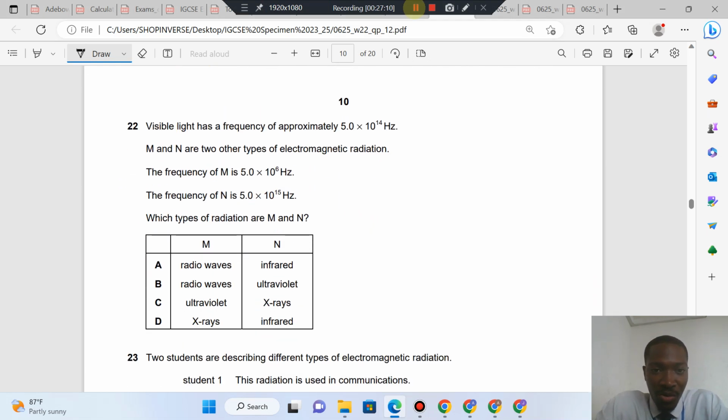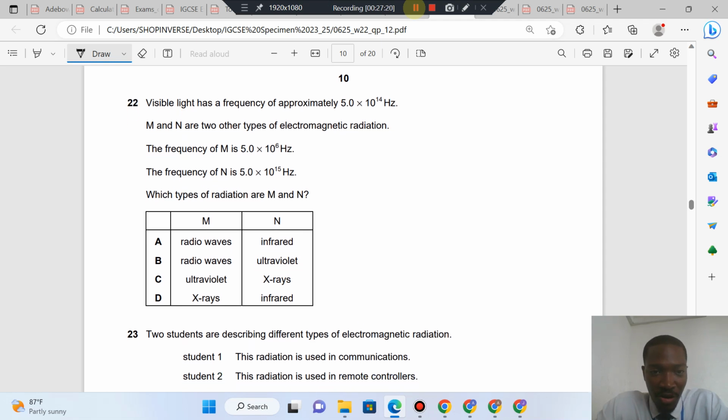Visible light has a frequency of approximately 5.0 times 10 raised to the power 14 Hz. M and N are two other types of electromagnetic radiation. The frequency of M is 5.0 times 10 to the power 6 Hz. The frequency of N is 5.0 times 10 to the power 15 Hz. What type of radiations are M and N?